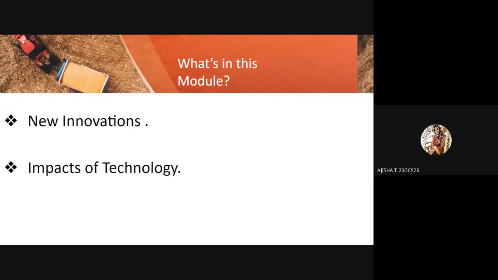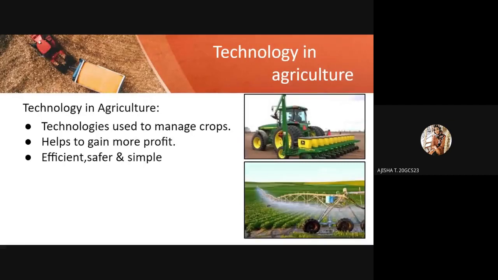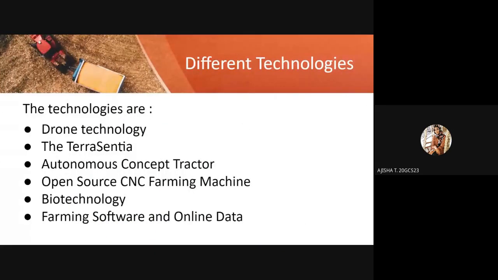Hi guys, good evening. Myself Ajisha. I'm here to give you a short idea on the topic technologies in agriculture. The technologies used in agriculture help the farmers to manage their crops very easily. One doesn't have to be an expert to see how technology has changed the concept of farming, which made the agriculture field more profitable, efficient, safer and simple. Do you know any agricultural technologies? Or have you even thought of the changes made by modern technologies in agriculture?